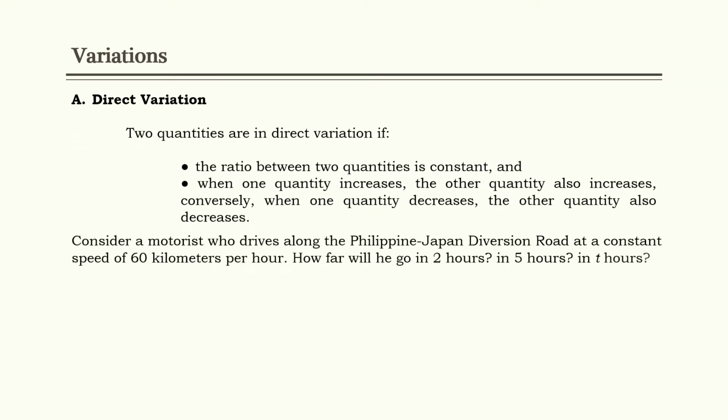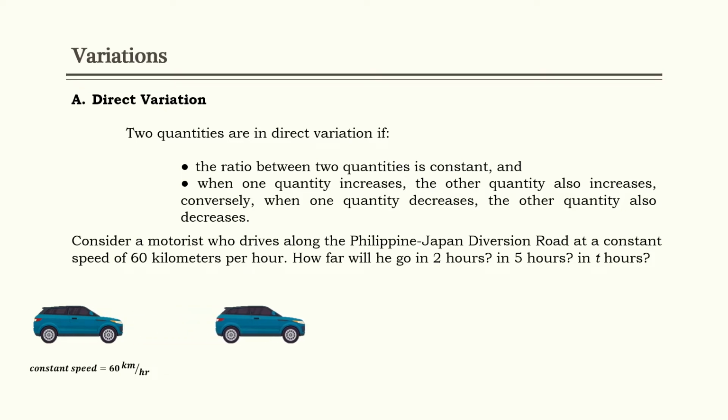So, let's have an example. Consider a motorist who drives along the Philippine-Japan Diversion Road at a constant speed of 60 km per hour. Meaning, bumabaybay yung sasakyan sa diversion road, constant yung takbo niya, 60 km per hour. How far will he go in 2 hours, in 5 hours, and in 3 hours? Habang tumatagal yung oras, let's say for example, ito yung sasakyan.